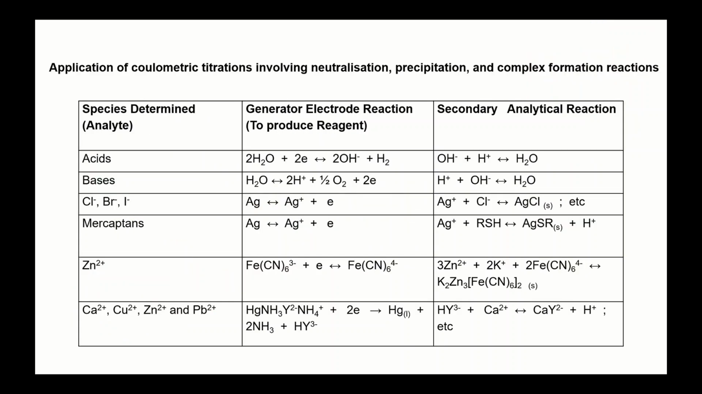Okay, look at this application of coulometric titration, which involves neutralization. What is neutralization? These two are called neutralization titration between acid and base. This is the analyte, and this is to produce the reagent. So this is the complete or total reaction.